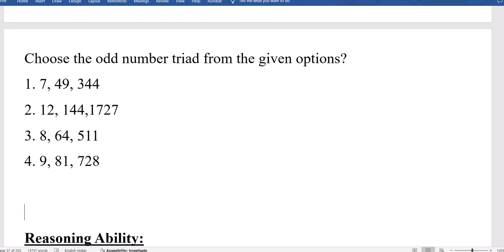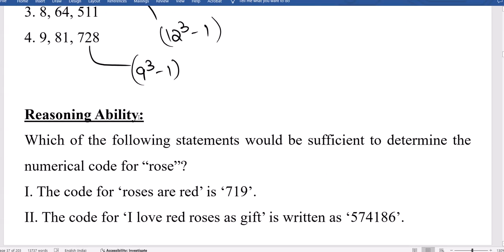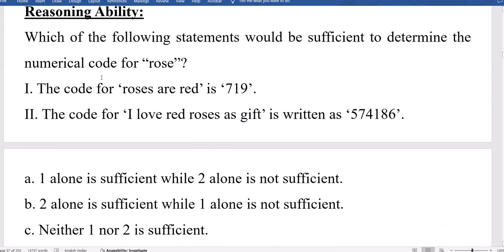Option 1. Logic: square, then cube minus 1. Right, this is cube plus 1. This is 7 cube plus 1 value. This is 12 cube minus 1. This is 9 cube minus 1 value. 8 cube is 512, right? So like this. Now what about this question?